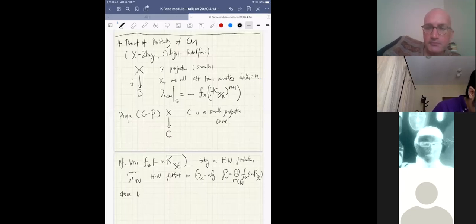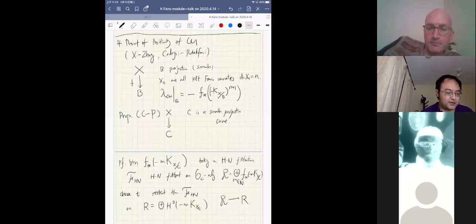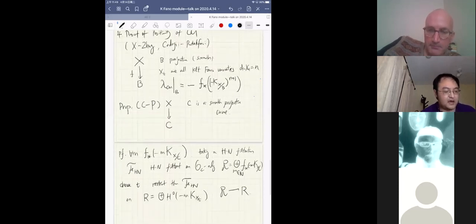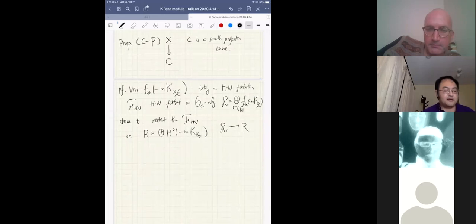So now we just choose any arbitrary T, and then we restrict this filtration on R, which is given by H zero minus KX T. Basically just through the morphism from R to R. So we just look at the image of the Hadamard-Schumann filtration, and this gives me a filtration on this R.